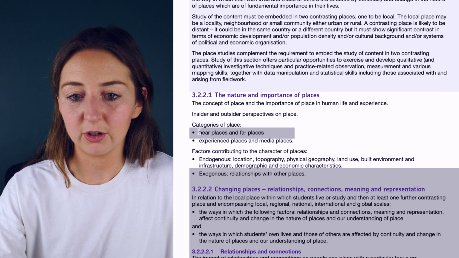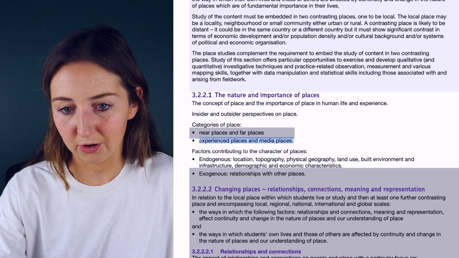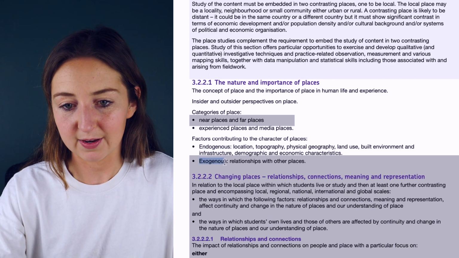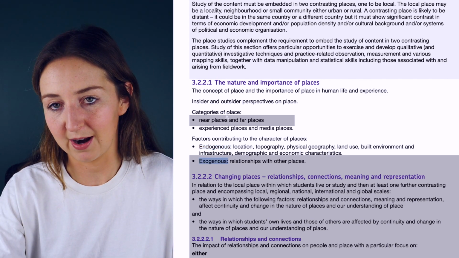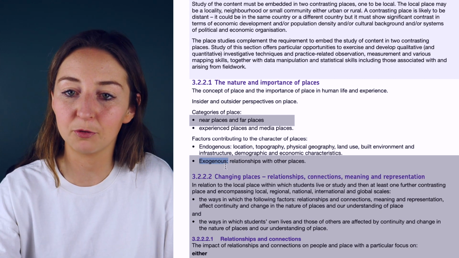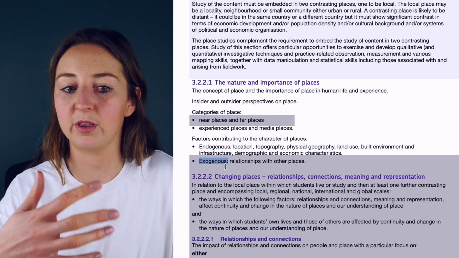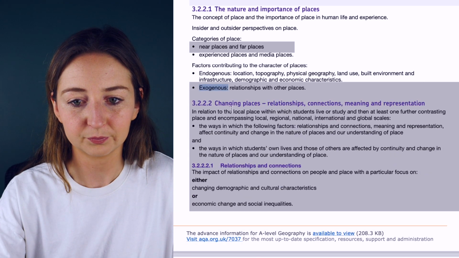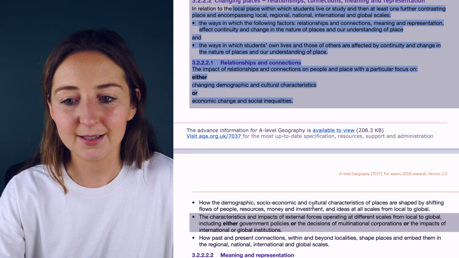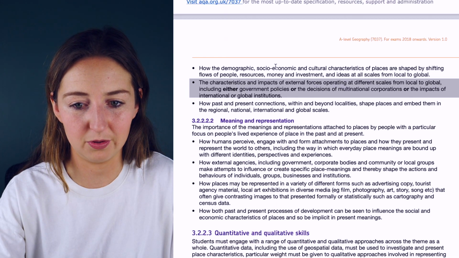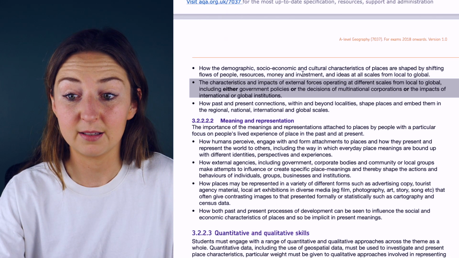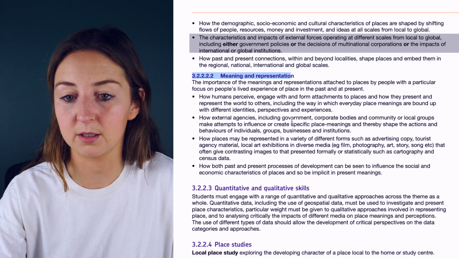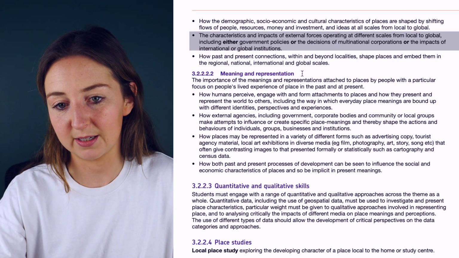So if we just have a look at the beginning, near and far is taken off, experience and places and media places are in, endogenous factors are in, exogenous factors are out. So check those for 4 marks, make sure you can explain them with an example. It could be a short mark question. This is mainly taken out, well, not on the list. Some of it is included. It could be shorter mark questions, and this part is untouched, meaning and representation.